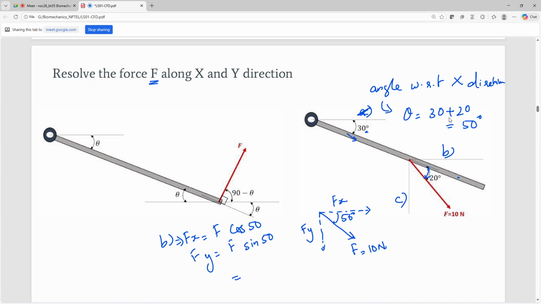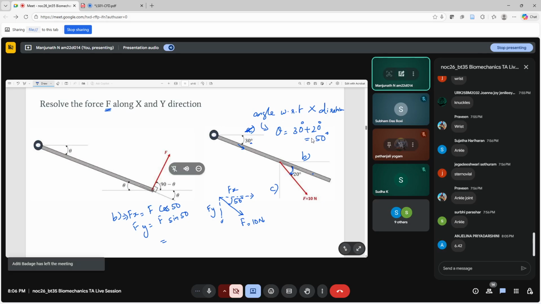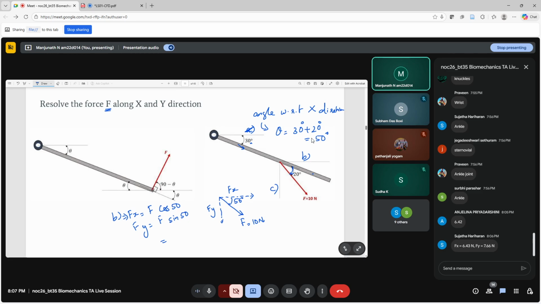becomes theta, that is 30° plus 20°, that is 50°, and we have already discussed that the component of force which includes the angle of rotation becomes the cos component. So F of x is F cos 50 and F of y is F sin 50. So you can calculate the answers. Yes, F of x is 6.43 and F of y is 7.66 Newton.